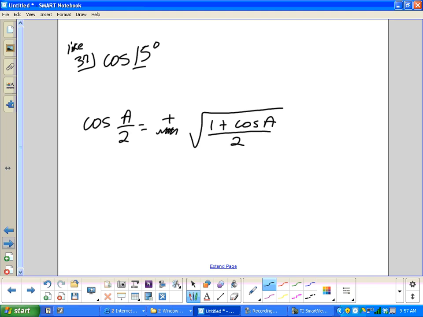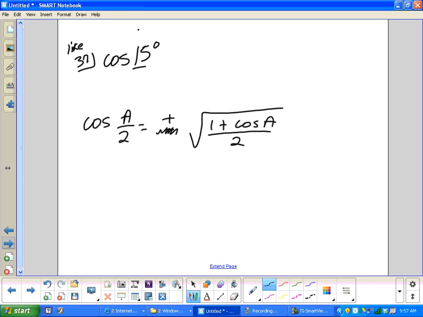Okay, all right. But let's say, for instance, we were doing this one. What if it was 75 degrees? Or I'm sorry, I screwed that up. What if it was like 165 degrees? That would be in the second, and it would have been negative. Okay? Now, let's figure this part out.